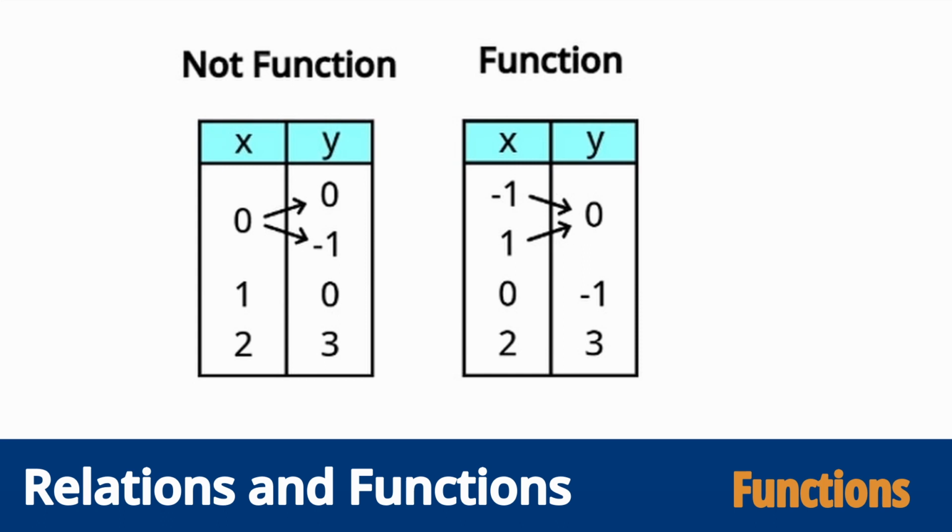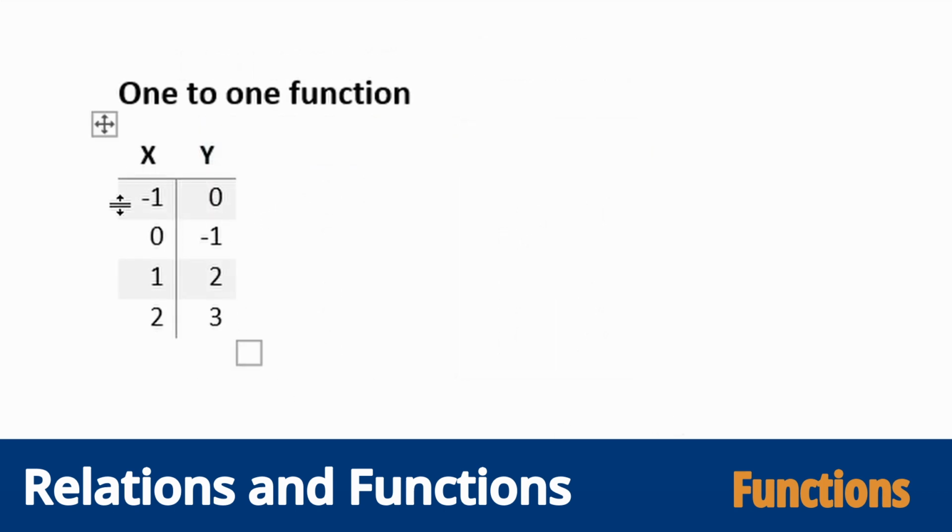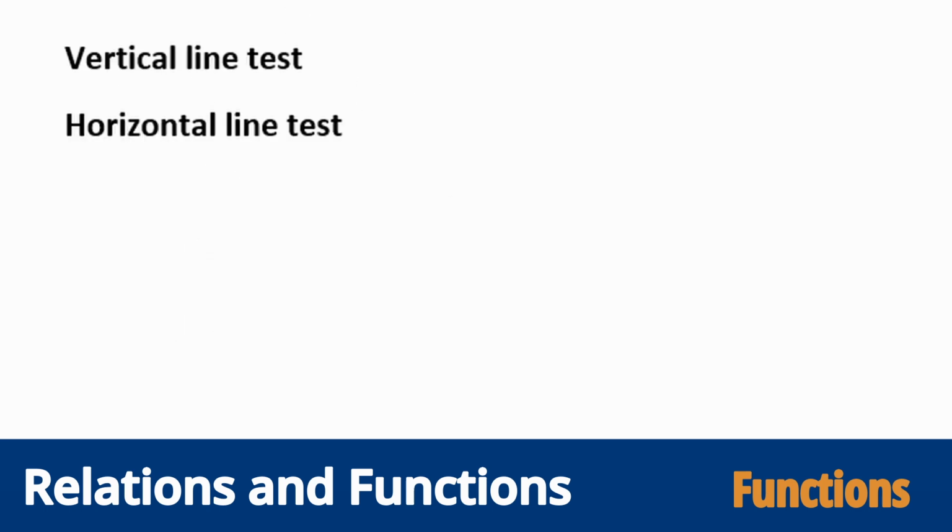A one-to-one function is a function in which each output has its own input, as well as each input having its own output. This table here is an example of a one-to-one function, because each output has its own input, and each input has its own output. Now here we have two different tests to discover if something is a function, or if it's a one-to-one function, or just not a function at all. If it passes the vertical line test, then it's a function. But if it passes the horizontal line test as well as the vertical line test, it's a one-to-one function.